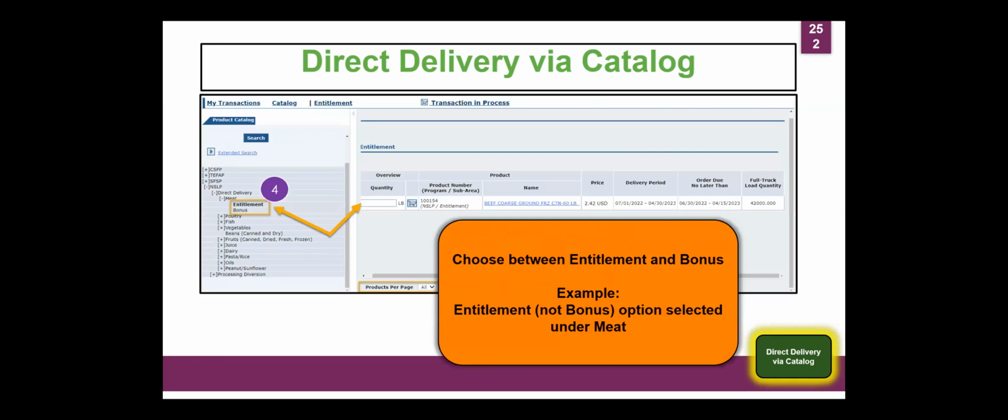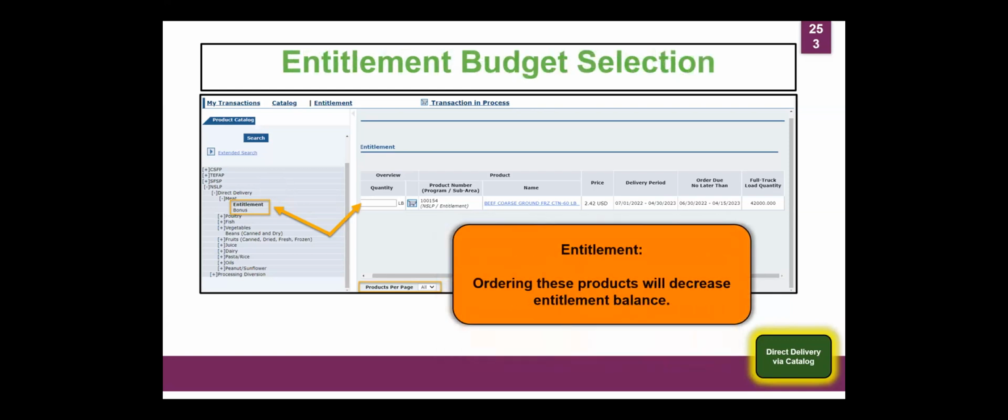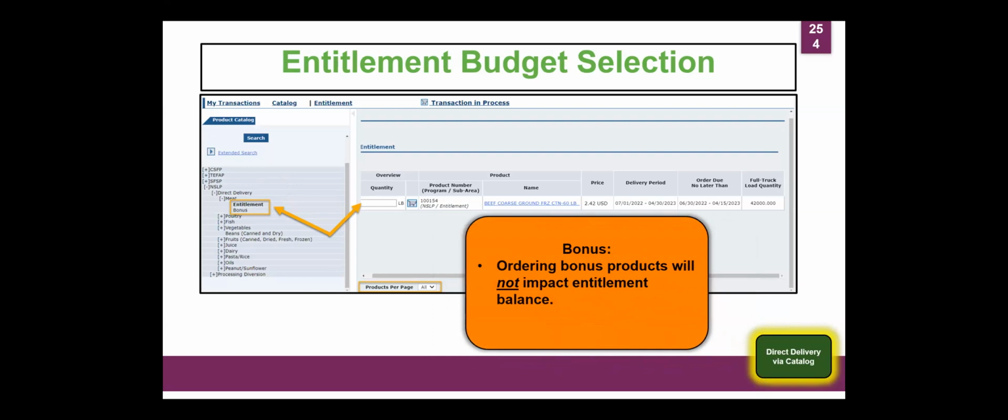And then as you'll see under meat, you have two options, entitlement and bonus. So you can select which one you'll use, entitlement or bonus. Entitlement, these products will decrease your entitlement balance. They're going to draw from your entitlement amount. Whereas bonus, ordering bonus products will not impact your entitlement balance.